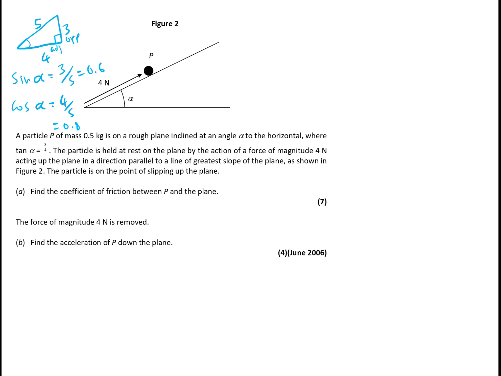Now this is going to help us start the question. Now we have 4N acting this way. It's held at rest by the action of a force of magnitude 4N acting up the plane in a direction parallel to a line of greatest slope of the plane shown in figure 2. The particle is on the point of slipping up the plane. So you've got a force acting up here. We're going to have a force this way, the normal reaction, remember mg, so that's 0.5g, and friction is going to be acting against the plane.